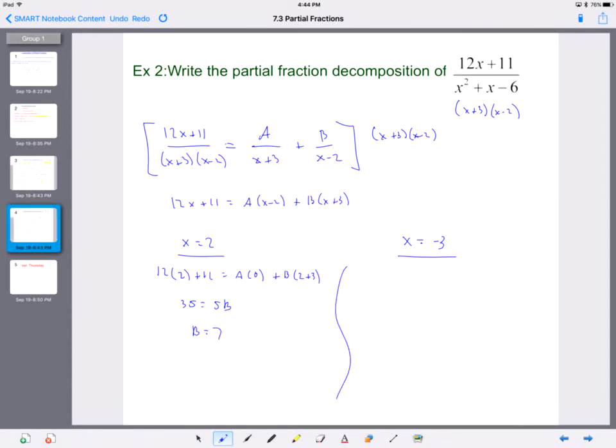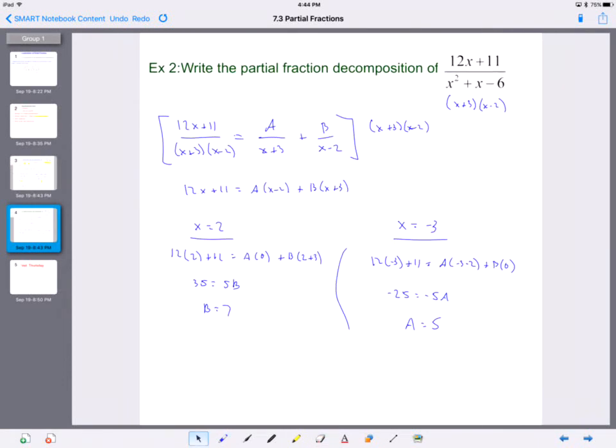And now we'll do the same thing with the other excluded value. 12 times negative 3 plus 11 is equal to a times negative 3 minus 2 plus negative 3 plus 3 is 0. So negative 36 plus 11 would be negative 25. And then that will be equal to negative 5a plus 0 and then divide by negative 5, so a is equal to 5.